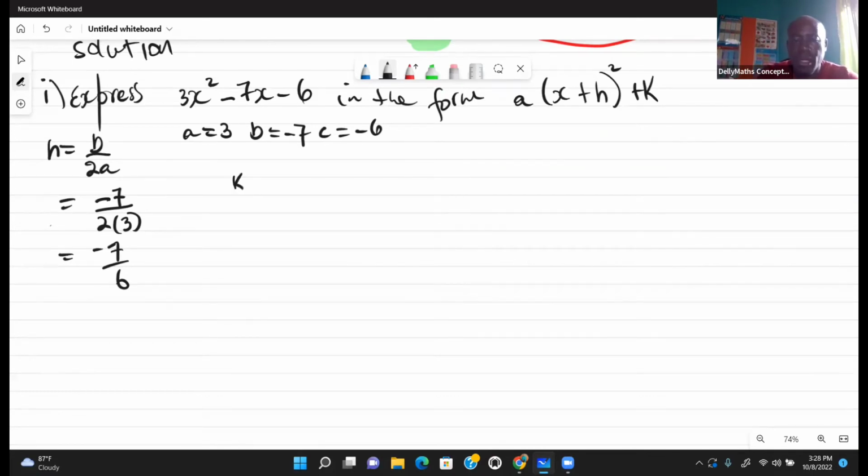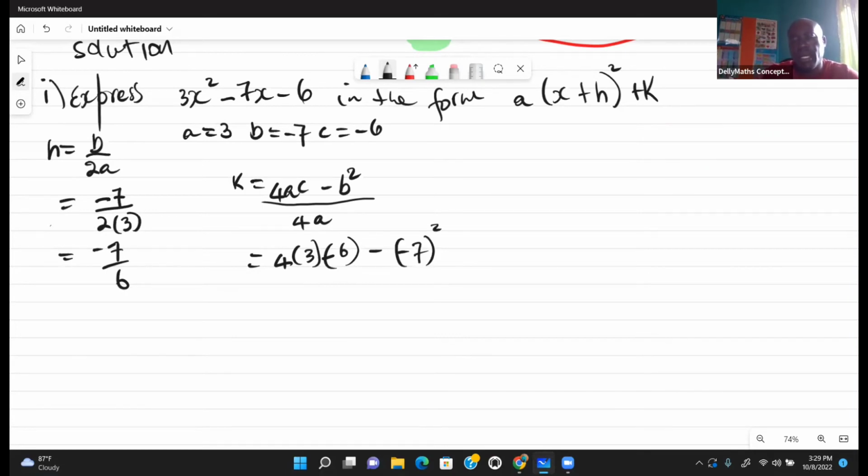K can be found by using this: 4ac minus b squared. All right, so 4ac, what is a? 3, c, -6, minus b squared, what is b squared in the bracket here? So we're substituting basically, and all of this over 4a. A is 3. So we have 4ac, 4 times a times c, minus b squared, all over 4a. Let's finalize this.